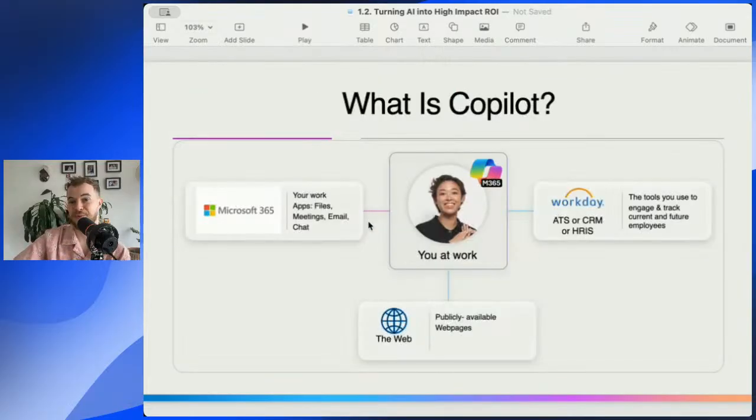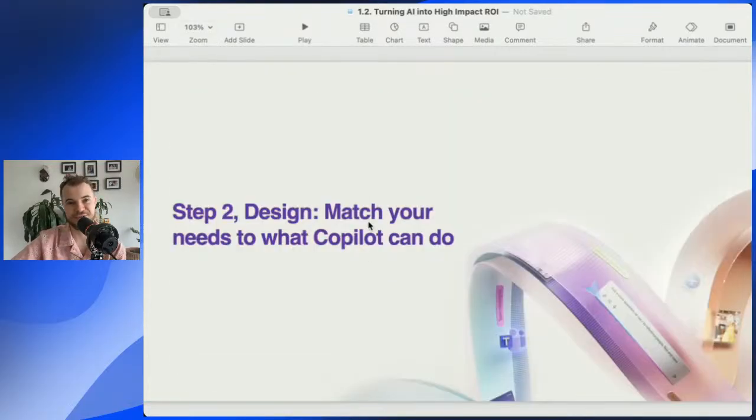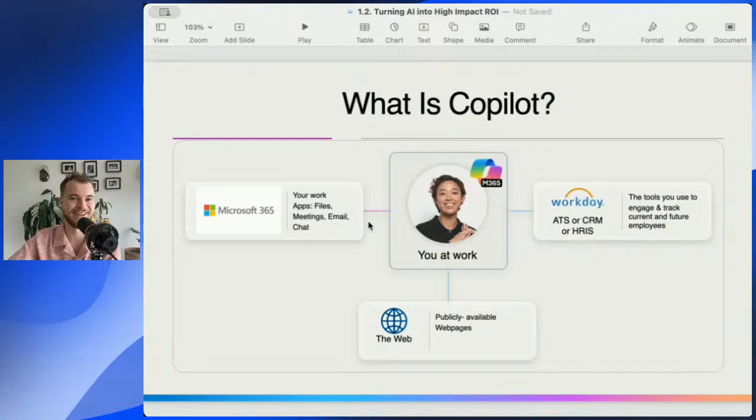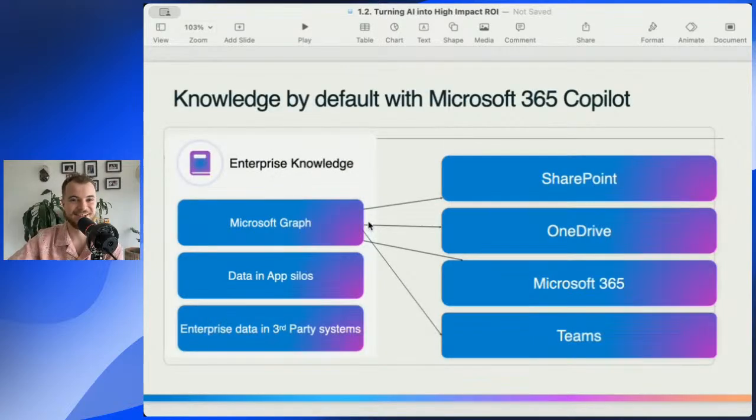So going back, we have how do you design it? How do you match your needs to what it can do? Well, here's the knowledge that it can engage. So Teams, Microsoft 365, SharePoint, etc. All these things up to now have been in data silos where they sit in their application and they don't really speak to each other. Well, you can use Copilot to get them to talk.